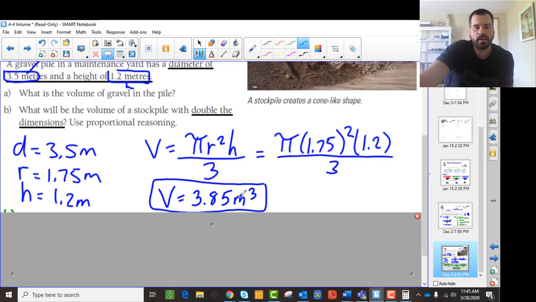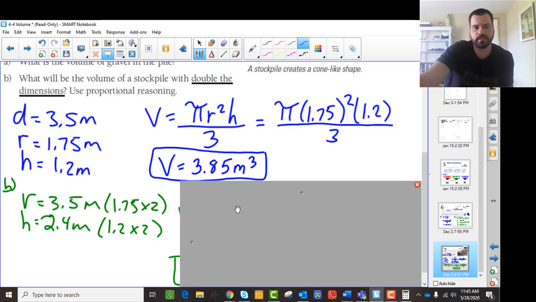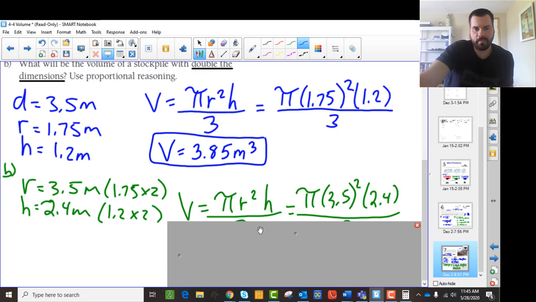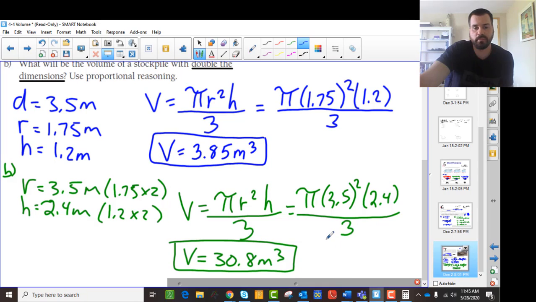Okay. Now the question says, what will the volume be if you double the dimensions? So if we double the dimensions, that means our radius becomes 3.5 and our height becomes 2.4. And what happens, again, is we plug into our formula, and we're going to end up with a much larger number, 30.8.